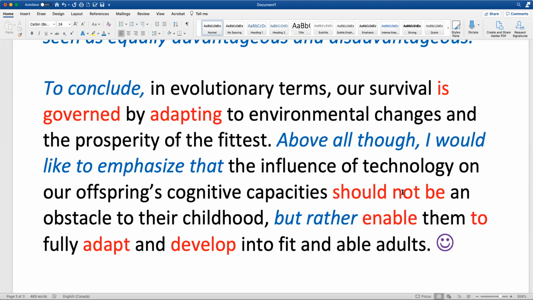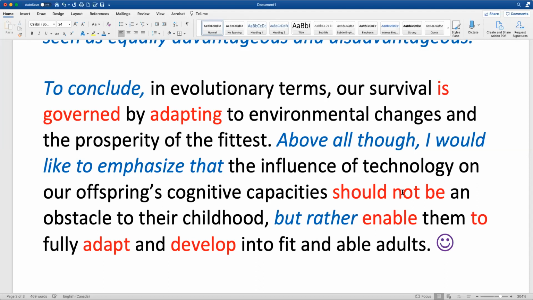Okay, so now we get to the conclusion. In the conclusion, first I said something about, well, this topic seemed to be about changing our minds, which is really talking about evolution in some ways. Carolina? To conclude, in evolutionary terms, our survival is governed by adapting to environmental change and the prosperity of the fittest. That's the way it works. If we don't change or adapt, then we are not going to survive.